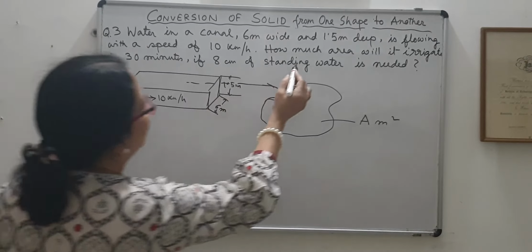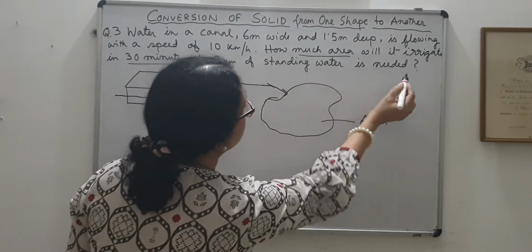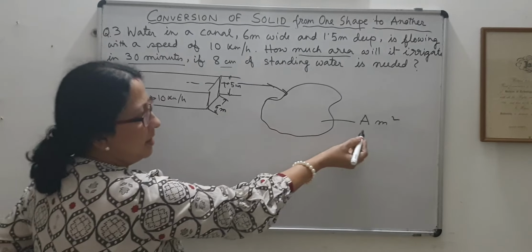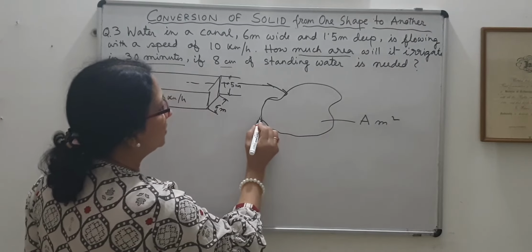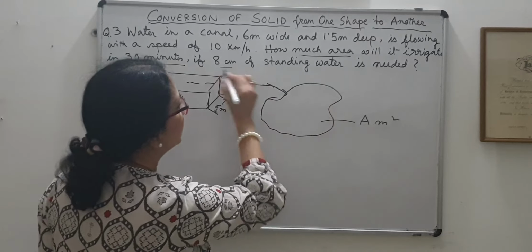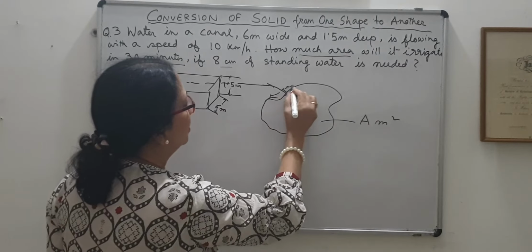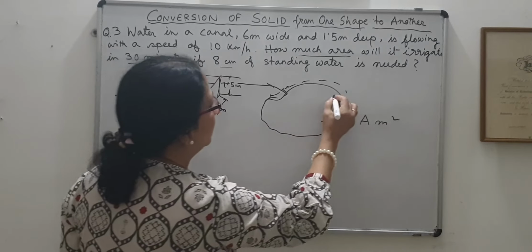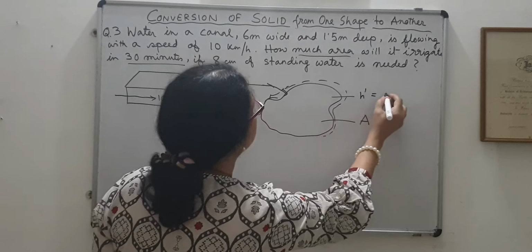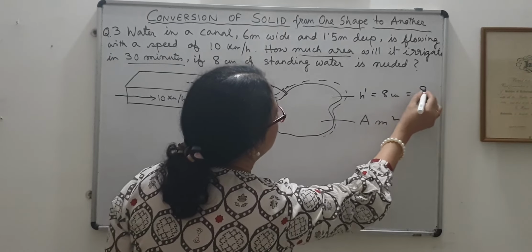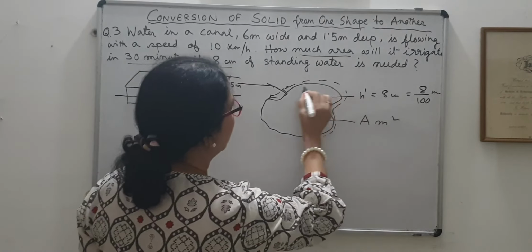So now you have to find how much area will it irrigate in 30 minutes if 8 centimeter of standing water is needed. So let A be the area irrigated in 30 minutes, when the height of the water standing on the field is 8 centimeter. Say h dash is equal to 8 centimeter. If I convert into meter, it will be 8 upon 100 meter. So this is the height of the standing water.